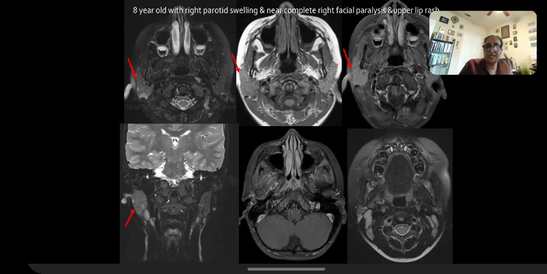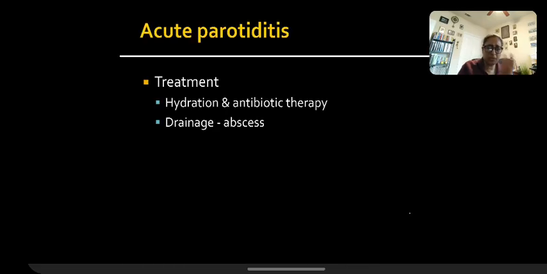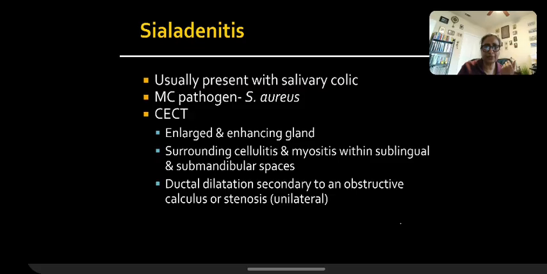So that suggests that there is some neuritis along that because of the inflammation in the gland. Like we talked about, one of the complications is facial nerve involvement. So in this case, there was facial nerve involvement. You can see that there. And then these lymph nodes we already talked about. And treatment, basically hydration and antibiotic therapy. And if there's an abscess, you drain it.